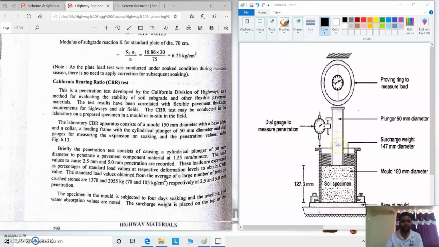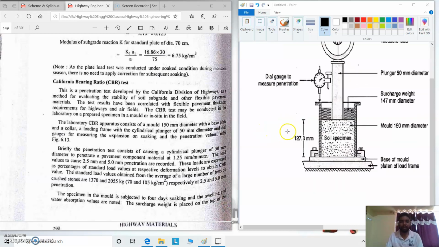And in this test you are going to consider the strength of the material. The test results are correlated to flexible pavement, to determine the thickness of flexible pavement required in highways. This CBR test may be conducted in the laboratory, and the specimen is prepared in the laboratory. So once we set up the specimen and mold, the dial gauge readings and the plunger, then we can have a test.